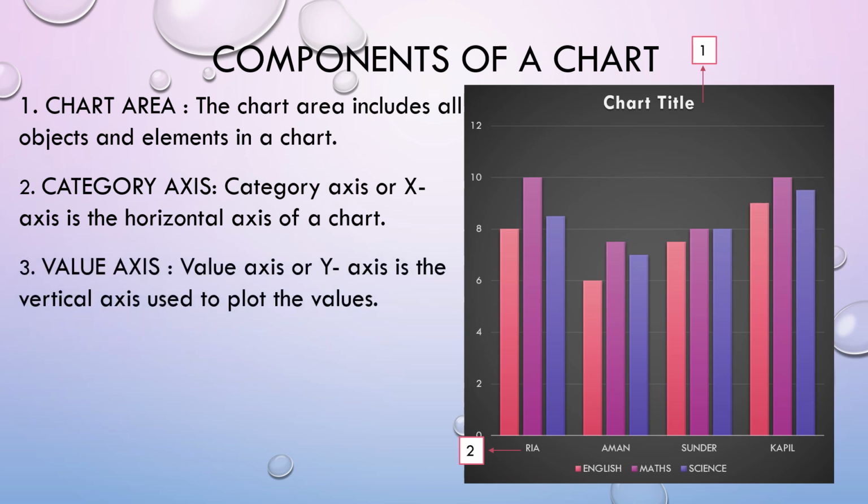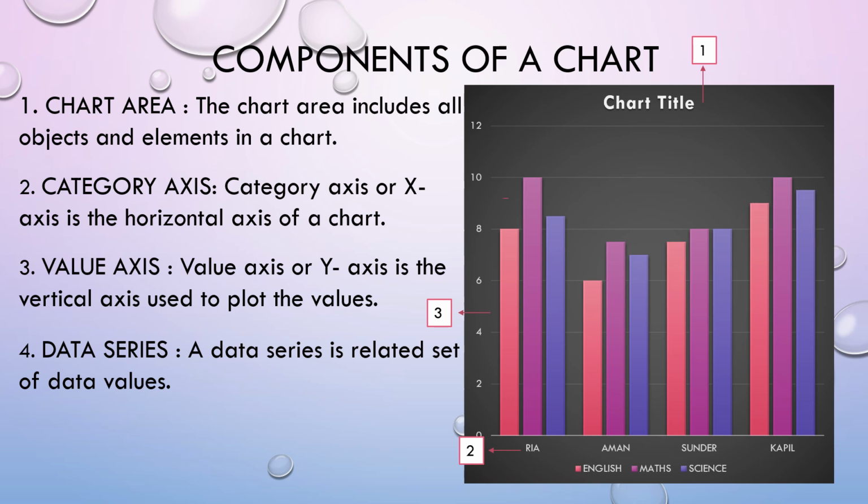Third is the value axis. Value axis or y-axis is the vertical axis, and this is used to plot the values. When you see there 0, 2, 4, 6, all these are the values which are being shown on this axis. It can be in ones, it can be in tens, hundreds, thousands, and so on according to the data which you are inserting in the chart, your data sheet.